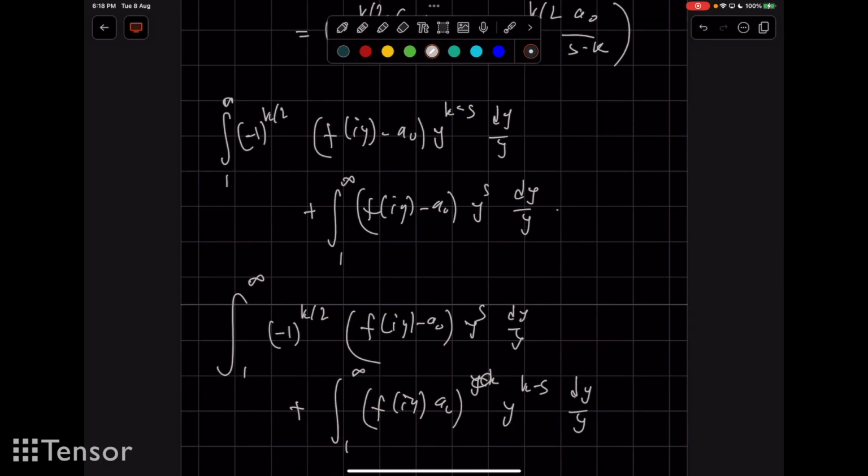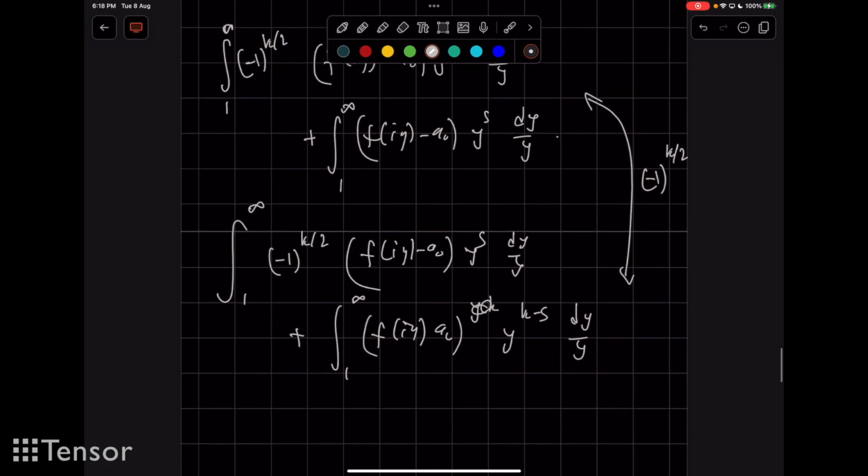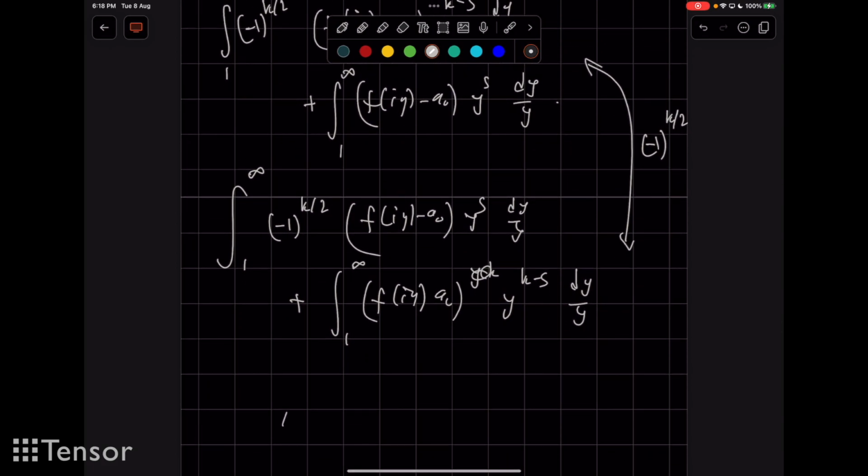Now, can you see that these two terms differ by a factor of (-1)^(k/2)? Because k is even, so (-1)^k will be 1. Right? So therefore, we prove our functional equation that was saying that lambda of f at k minus s is equal to (-1)^(k/2) lambda of f at s.